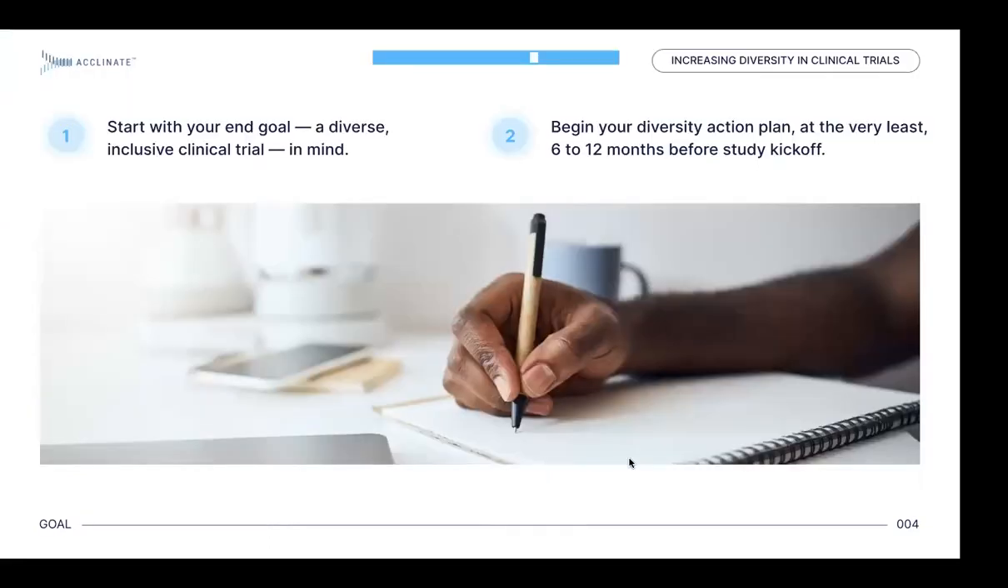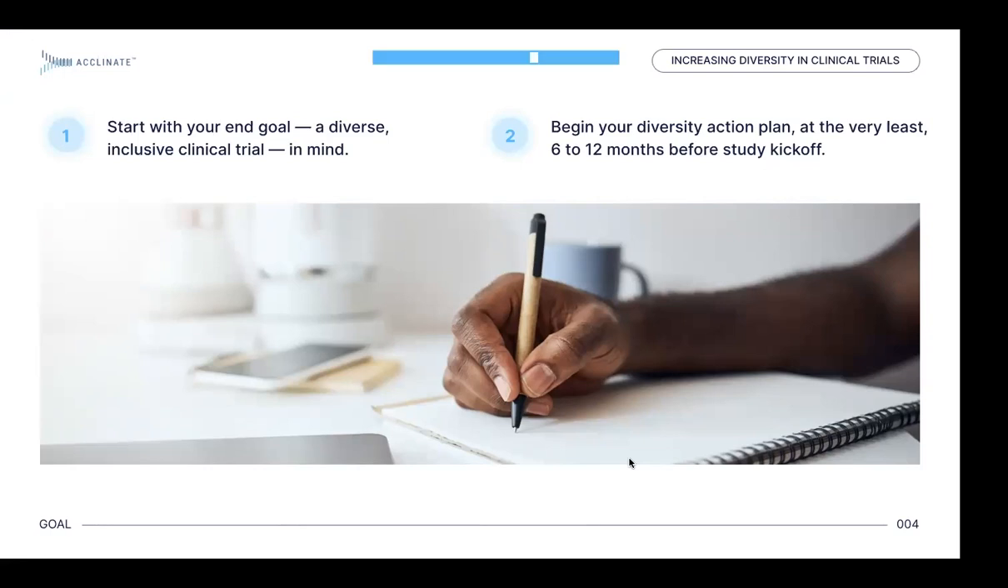All right, so let's dive right into the first 2 best practices. And these really go together. Number 1, starting with your end goal, which is a diverse and inclusive clinical trial, in mind. And then in doing that, starting very early, at least 6 to 12 months before study kickoff, is when you should be thinking about your diversity action plan, which we all know is now required by the FDA for all pivotal clinical trials.